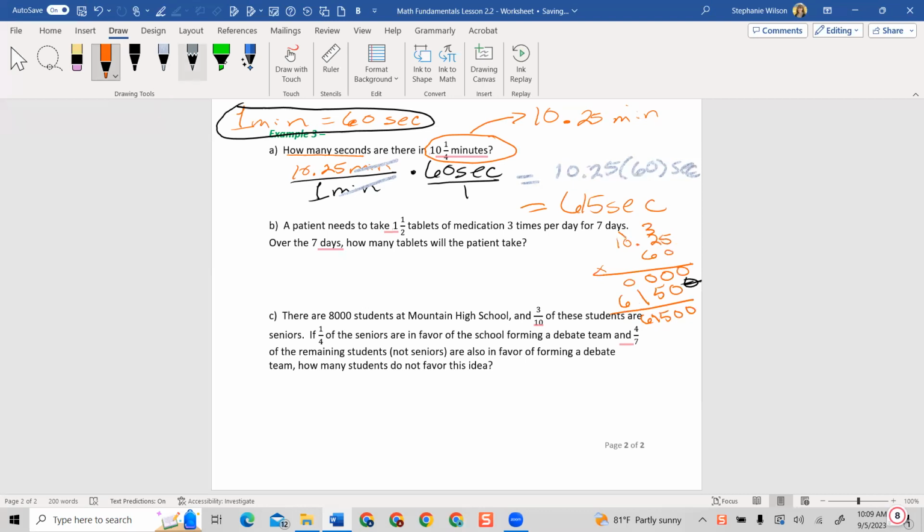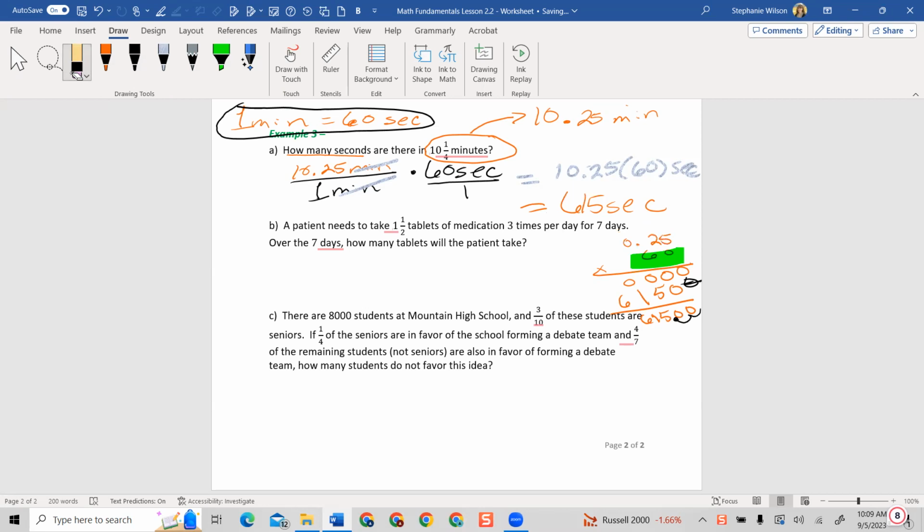However, to know what the final answer is, I need to look at this number. How many decimal places are there? There are 2 decimal places. Then I look at this number. How many decimal places are there? There are 0. So 2 plus 0 is 2. So we're only going to move the decimal 2 places, 1, 2. And that's where we come up with the 615 seconds.